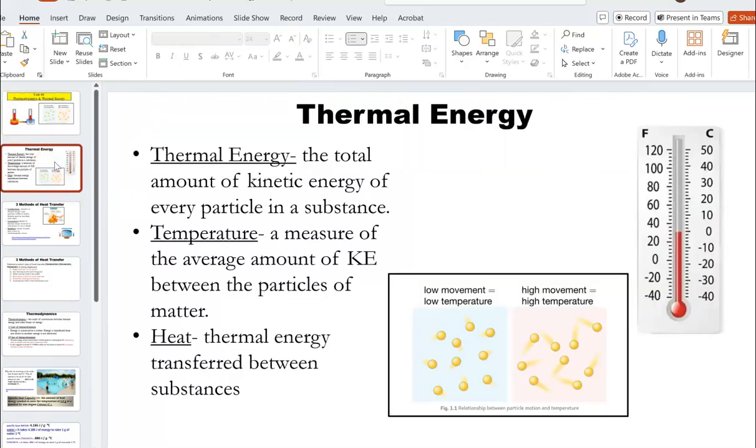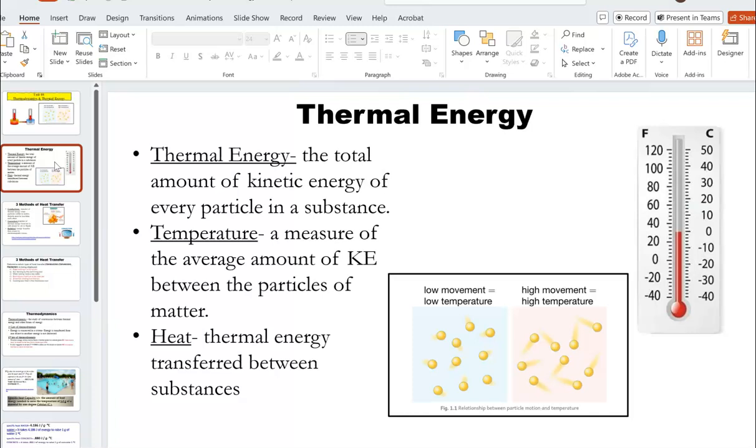So thermal energy is the total amount of kinetic energy of every particle in a substance. If you guys remember, kinetic energy is the energy of motion. So that means these particles that make up whatever substance we're talking about are constantly in motion. So thermal energy is the sum of all the kinetic energies of all of the particles in a substance.